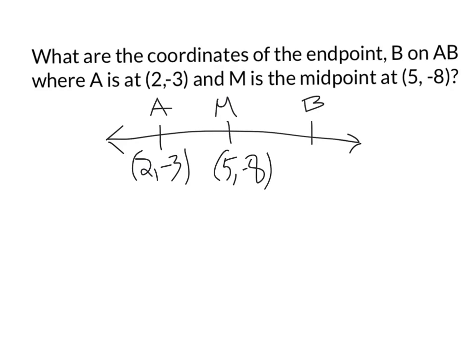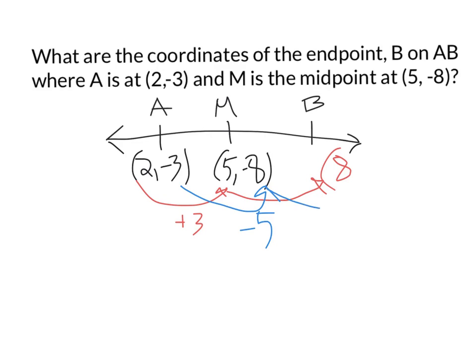Alright, so if I want to find the endpoint, I just need to look at how the x's moved, how the y's moved, and then I just apply that moving from M to B. So from 2 to 5, it went up 3. So I'm going to go up 3 from 5 to, well, what's 5 plus 3? 8. Alright, so then I look at the y's, -3 to -8. How did that get there? If you're bad with negative numbers, you can always subtract the second one minus the first one. -8 minus a -3, and you get -5. So that went down 5.